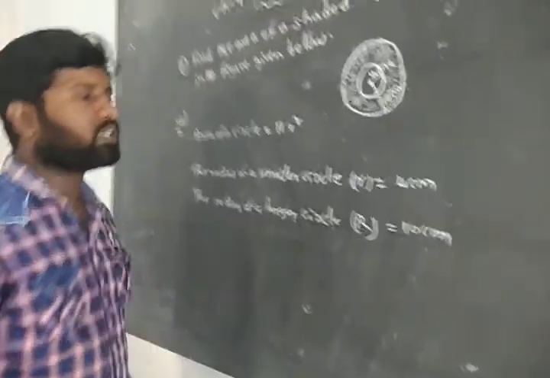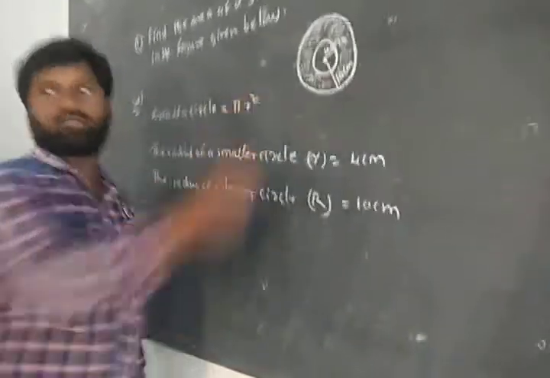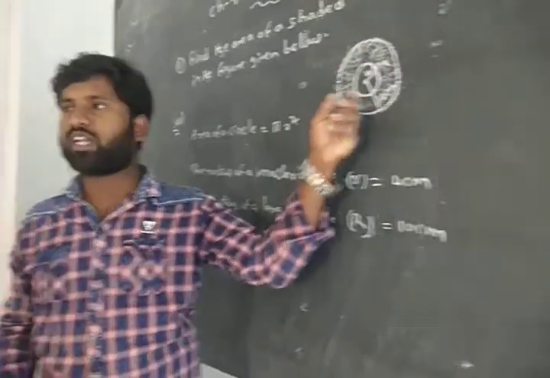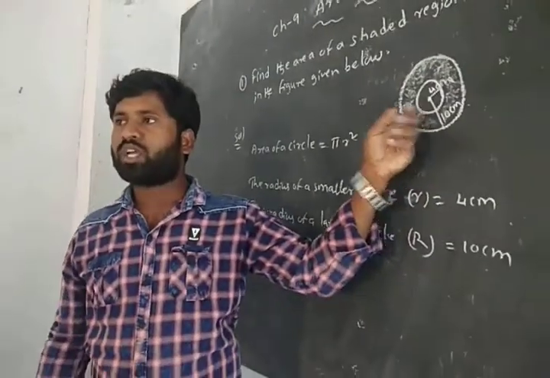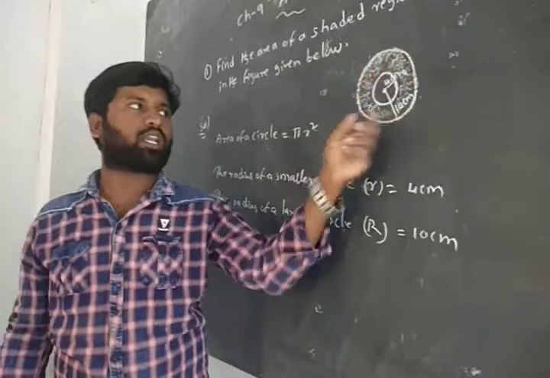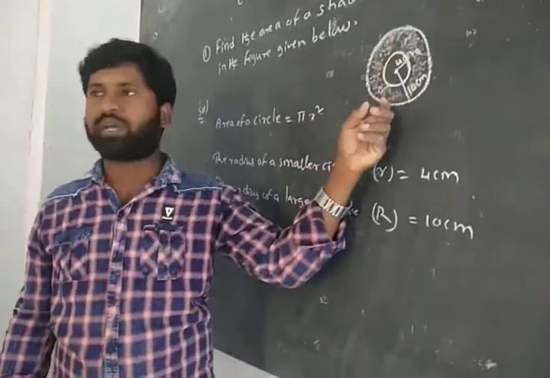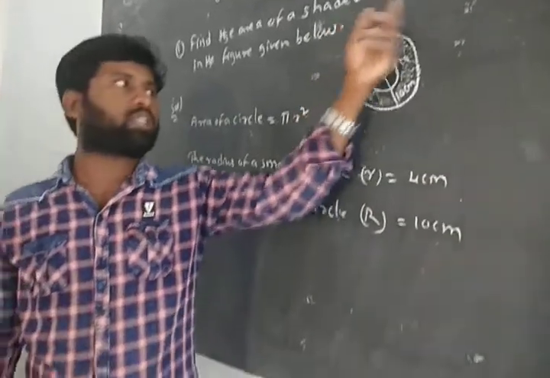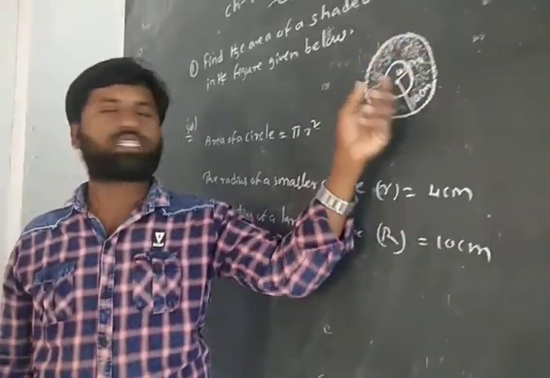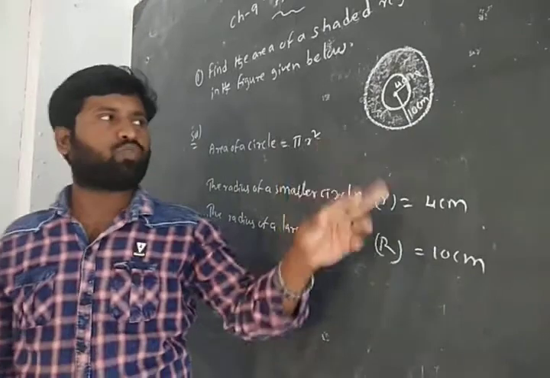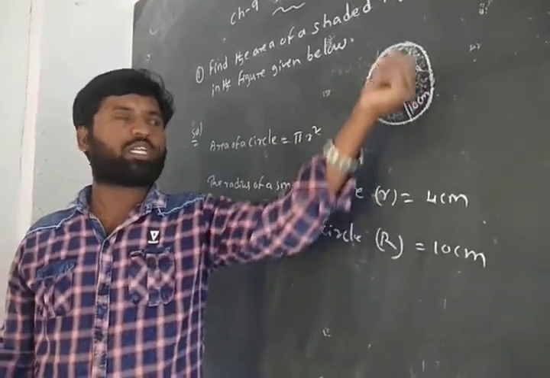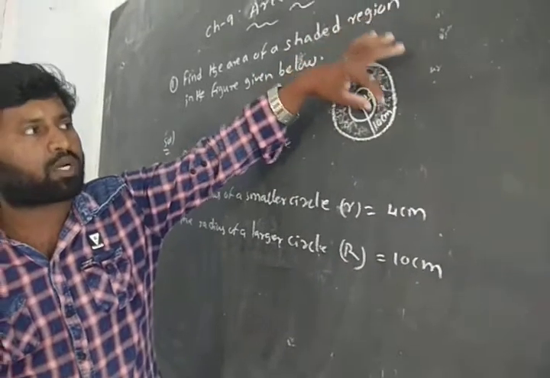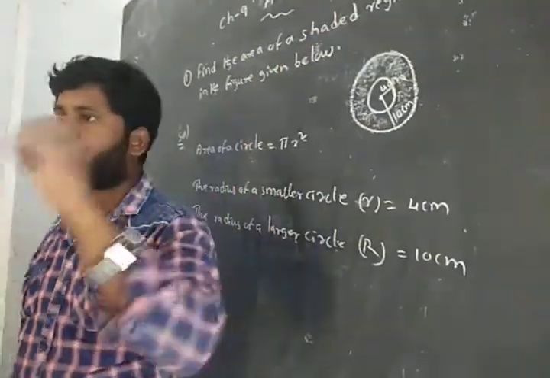If we want the area of the circular path, this shaded part, then we can find the area of the larger circle minus the area of the smaller circle. Subtracting the smaller circle's area from the bigger circle's area, we get the shaded region. That is simply the area of that particular path.